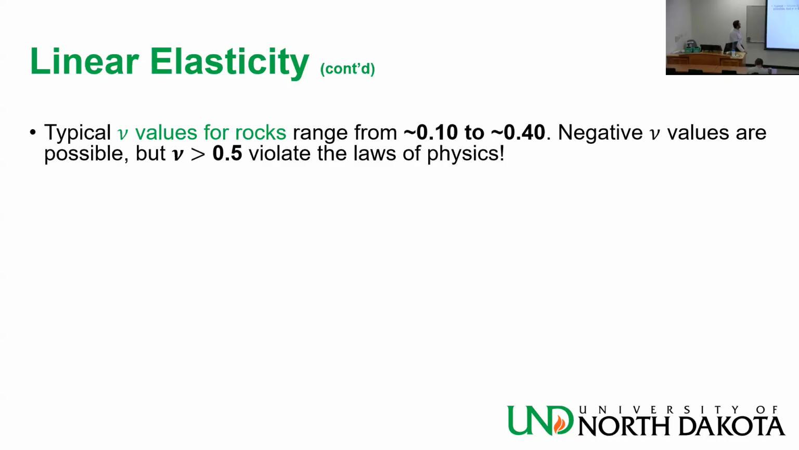But it's impossible to have a Poisson's ratio above 0.5. Above 0.5, you violate the laws of thermodynamics, the laws of physics. You are basically telling me that you can get more energy out than what you can put in.